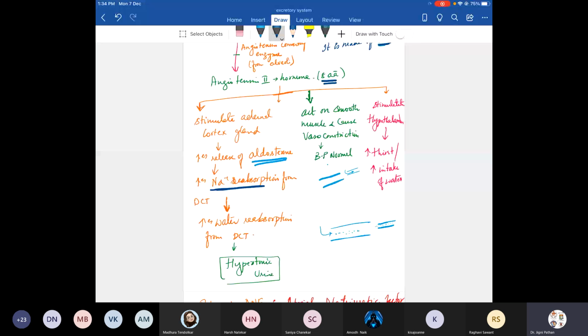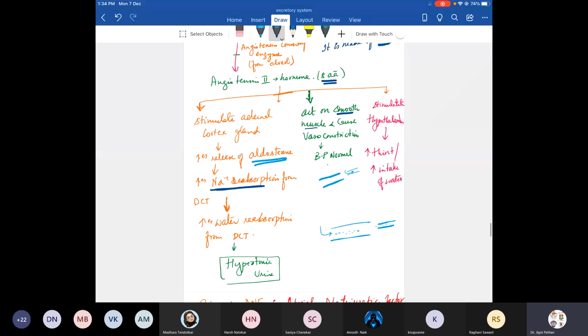The next is, what does it do? It acts on the smooth muscle and brings about contraction of blood vessels. It brings about vessel constriction that leads to normal blood pressure. The third is, in the hypothalamus, there are centers for thirst. So it stimulates the thirst center so that we can take more and more water to get our water back. So this is how the RAS plays a role in getting back the normal blood volume when the blood volume is less. Is the point clear?